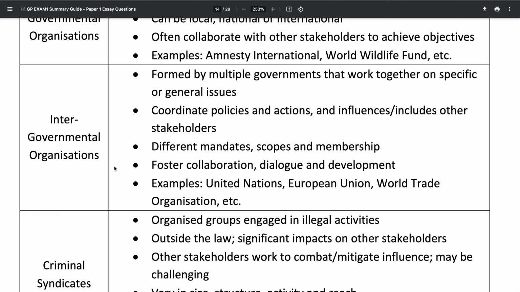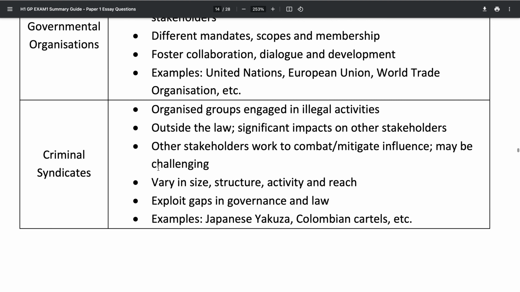sanctions. But really their influence is not that high, whereas organizations like the EU actually have a parliament made up of the different member states which can pass universal regulation for everybody in the EU. So they have different mandates, different scope, different membership, but the key point is that they are an amalgamation of many different nations. And last but not least, your criminal syndicates.